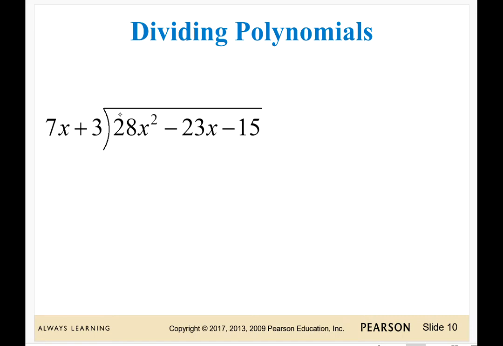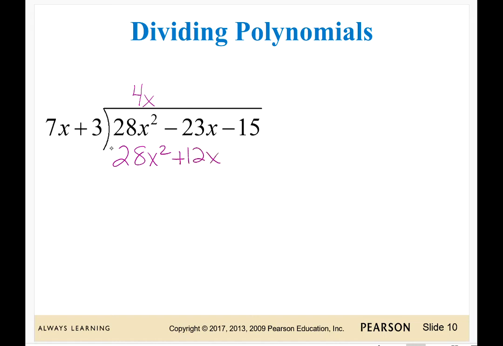Does 7x go into 28x squared? Yes, it does. 7 goes into 28 4 times, and x goes into x squared, right? You do the division, like 28 divided by 7 is 4, x squared divided by x is x. So 4x times 7x is going to give us 28x squared. But then you also have to multiply it by this one here. So plus 12x, right? 4x times 3.